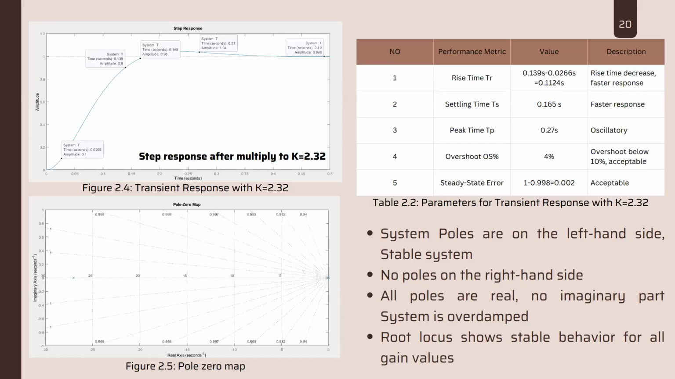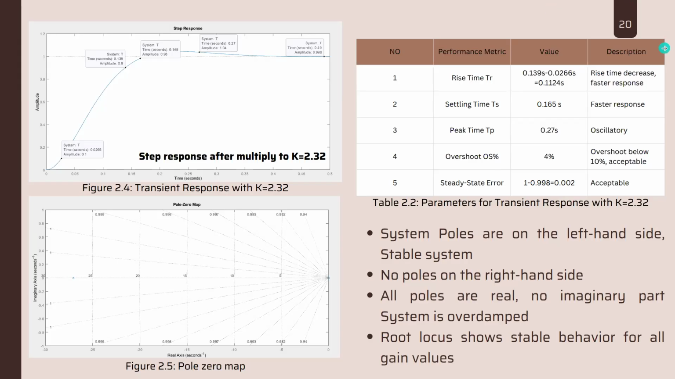Next slide. This is our new parameters, where the rise time and settling time decreased. It shows a faster response and is more efficient for the system. The overshoot we got here is 4%, which is acceptable since it is below 10%. The steady state error is 0.002, which is acceptable. From our pole zero map, the system poles are on the left hand side, which means the system is stable. All poles are real, no imaginary part, so the system is overdamped.